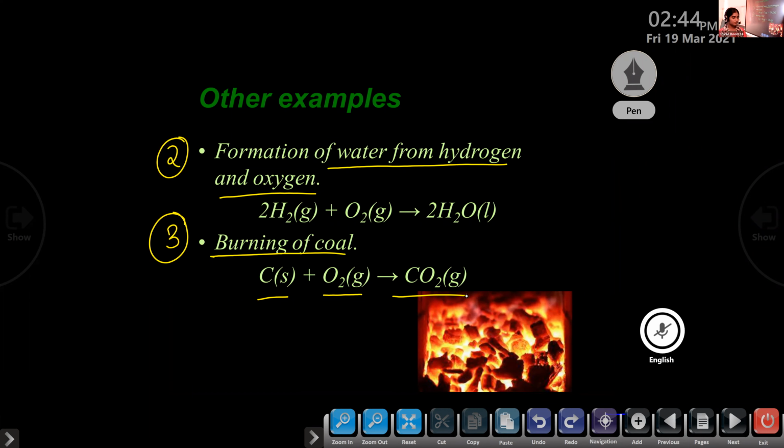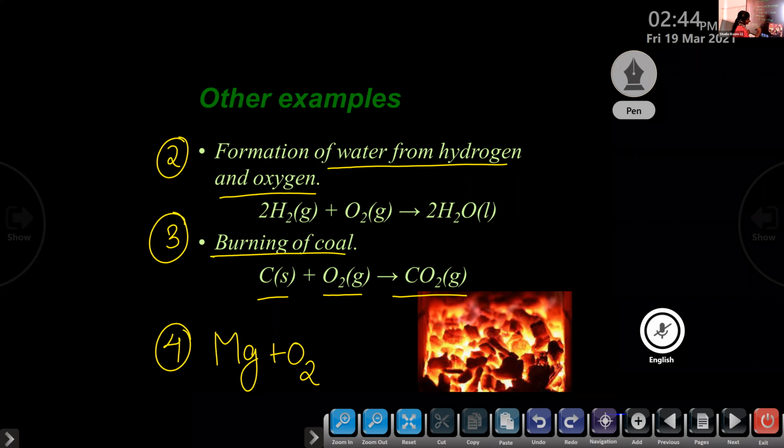So the first example for the combination reaction is calcium oxide reacts with water to form calcium hydroxide. And the second one, formation of water from hydrogen and oxygen. Then the third one, burning of coal. That means carbon and oxygen react together to form carbon dioxide. Then Minha told one example, right? Mg plus O2 giving 2MgO. This is also an example of a combination reaction.